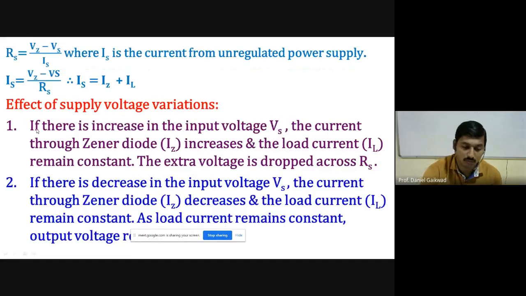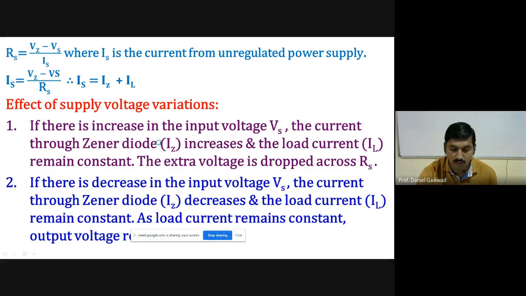Now check carefully number first here. If there is an increase in input voltage Vs, suppose the AC mains increases and the unregulated power supply voltage Vs also increases, then what happens? The current through the Zener diode, Iz, increases and the load current IL remains constant. The extra voltage is dropped across Rs.